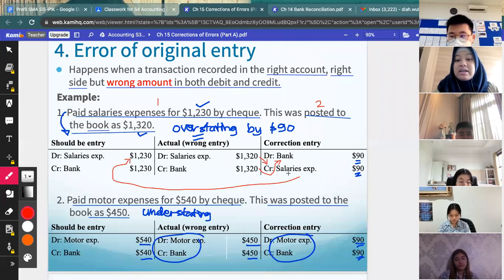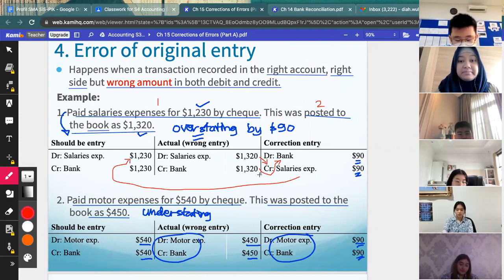Now, can you see over here, if you are in the overstating case, the correction entry is to swap it, or make an entry with the opposite entry. It means that you have to reverse salaries that was previously in debit, it is now in credit. Bank is now in the debit side, reverse, yeah? And then put the amount here with the difference. That is the overstating case.